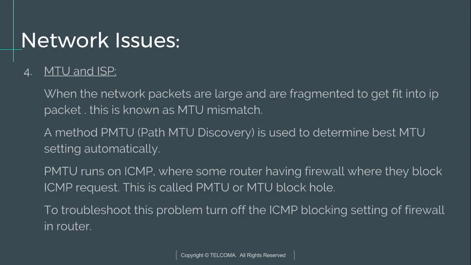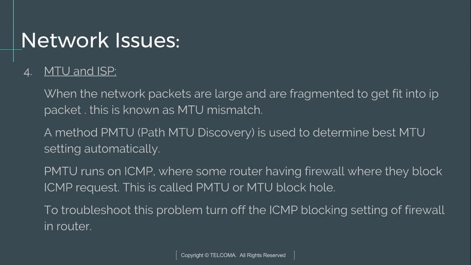MTU stands for maximum transmission unit, the packet size we can transfer over the network. When the network packets are large, we have to fragment these network packets so that they can fit over the IP packet. This is known as the MTU mismatch, that is maximum transmission unit mismatch. A method called PMTU, path MTU discovery, is used to determine the best MTU setting automatically. It sets the packets automatically in an MTU path.